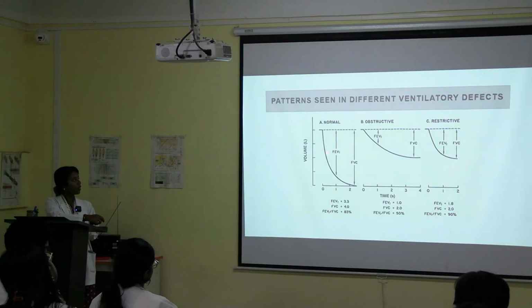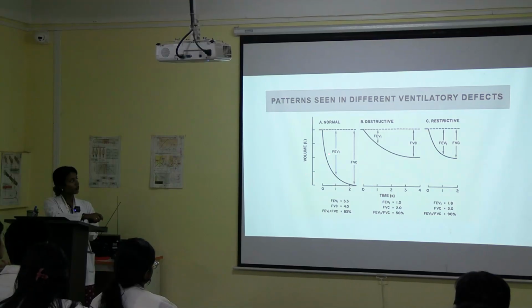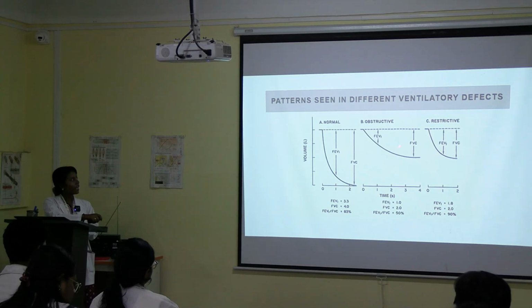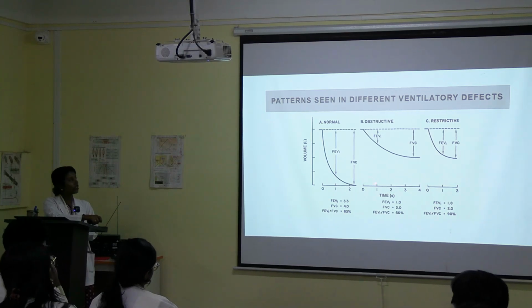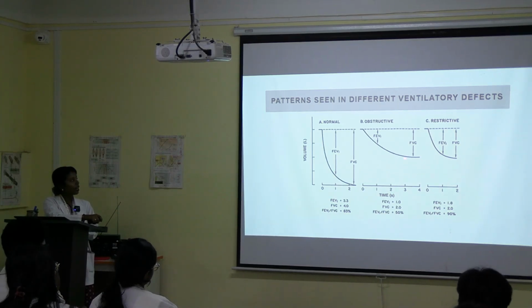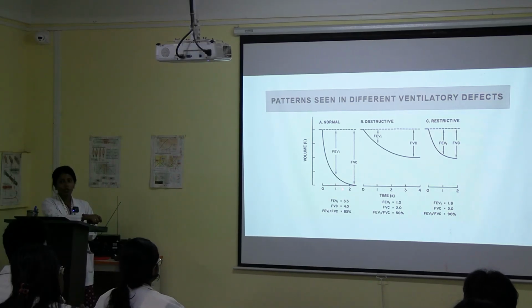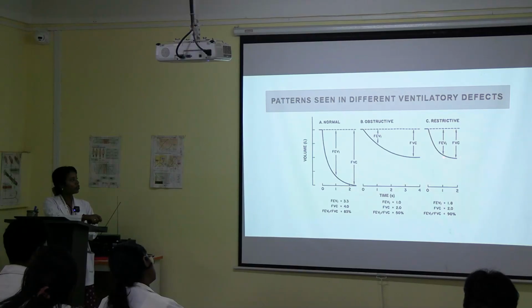So this is another graph. This is a normal person for FEV1 and FVC. This is a normal graph for the normal person. And if the person has obstructive disease, then you can see the FVC is going to reduce. Here in this case there is around 4 liters, and here it is going to reduce to half, almost around 2 liters. And in restrictive also, that is only 2 liters.